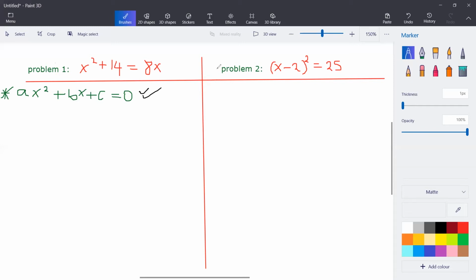So in this video we are using the completing square method, and this time around we are going to solve 2 questions. This is because the completing square method is normally a bit tricky to understand, but after the 2 questions you'll be good to go.